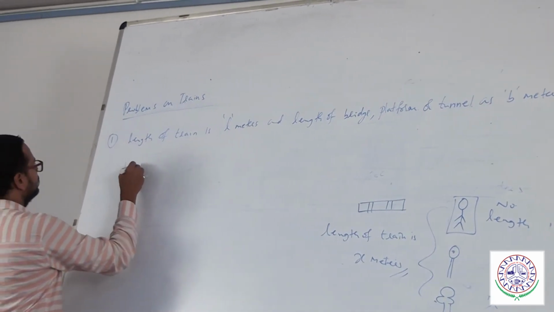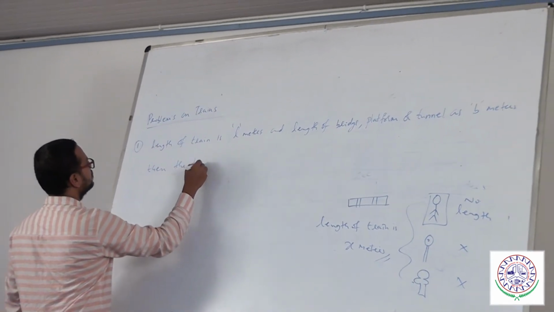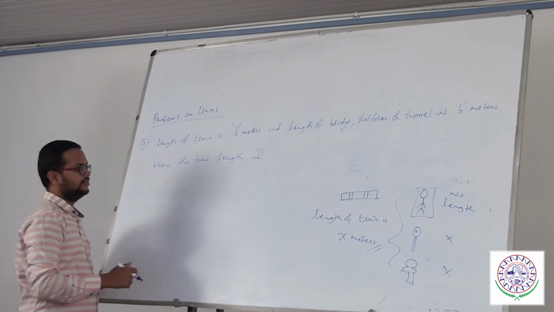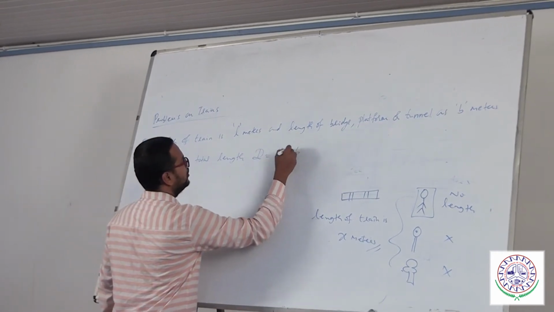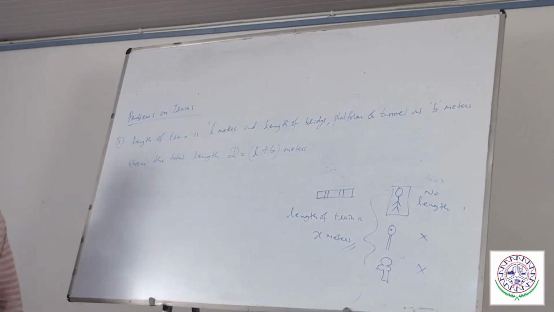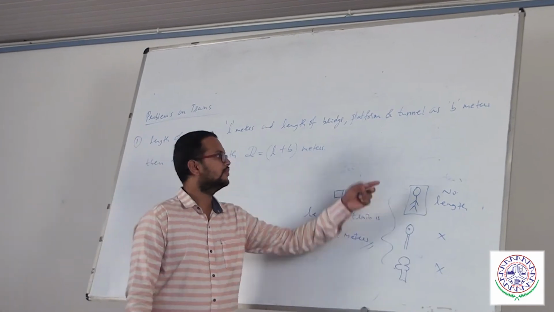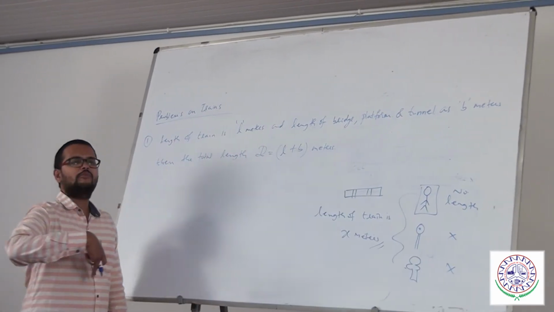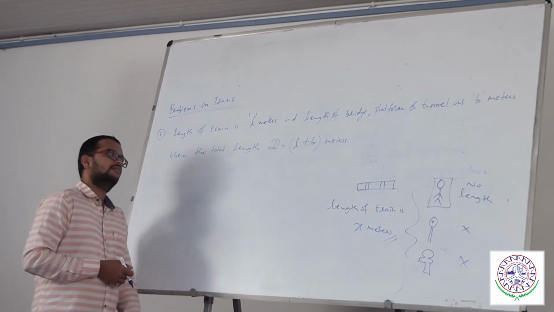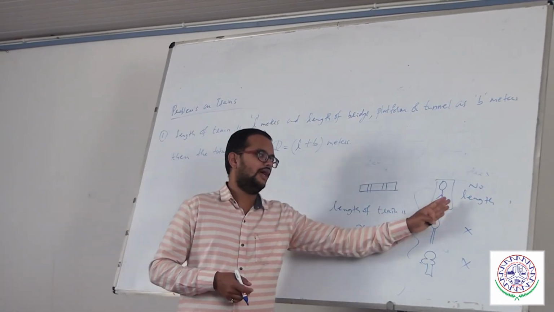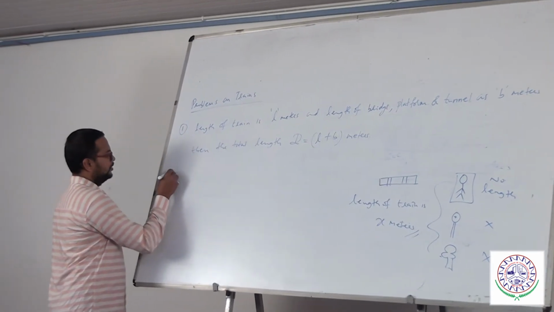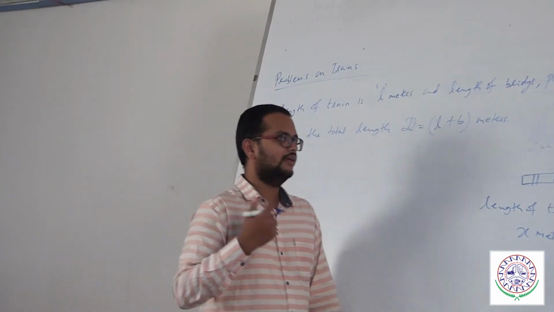Then the total length, or you can call it as D, the distance, will be L plus B meters, except these three. These are considered because a platform has a length, a bridge has a length, a tunnel has a length. But we don't have a length for a man or a pole or a tree. Keep it in mind.